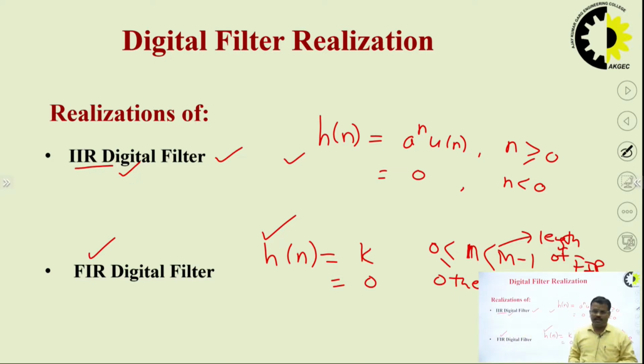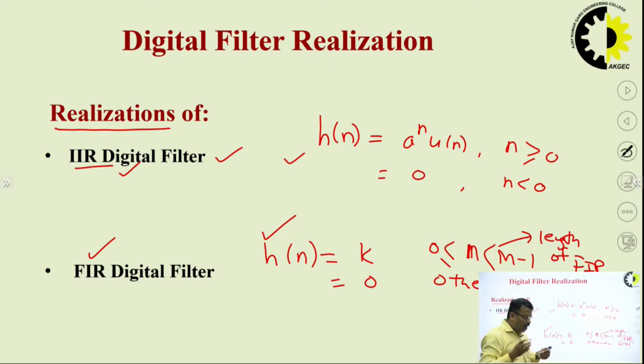There are two types of digital filter. First is IIR, that is infinite duration impulse response digital filter. Second is FIR, finite duration impulse response digital filter. But in this lecture, I will concentrate on IIR digital filter realization. Realization means to make the structure for a particular filter. How you realize the IIR digital filter, whose impulse response lies for infinite duration. That's why we are calling this an IIR digital filter.